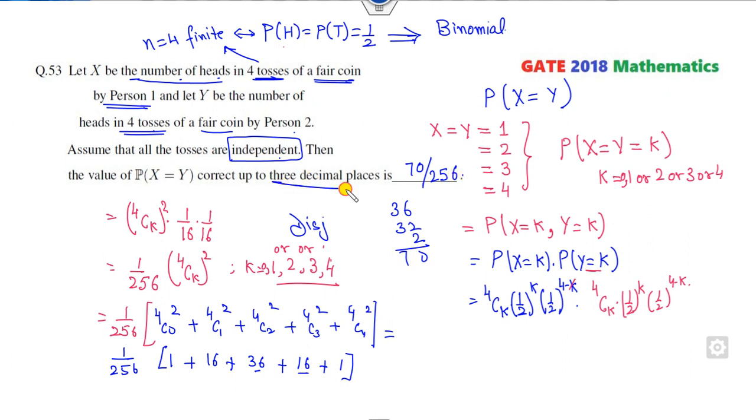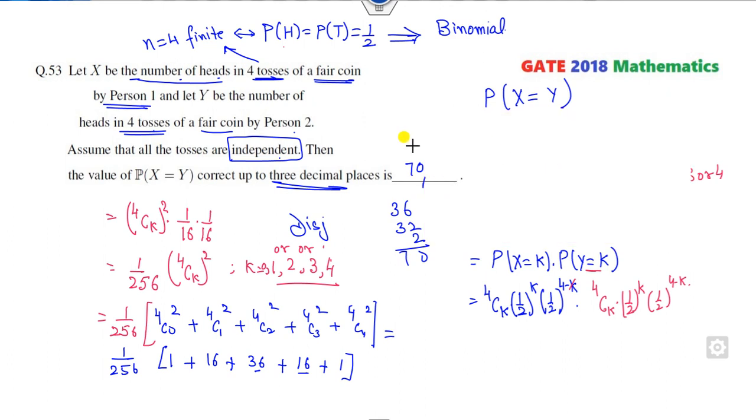You can write it to 3 decimal places. You will get the right answer in a very simple manner. So let me find it on the calculator: 70 divided by 256 is 0.2734. You can write it to 3 decimal places, so 0.273 is the right answer of this problem. That's a very simple answer to this question.